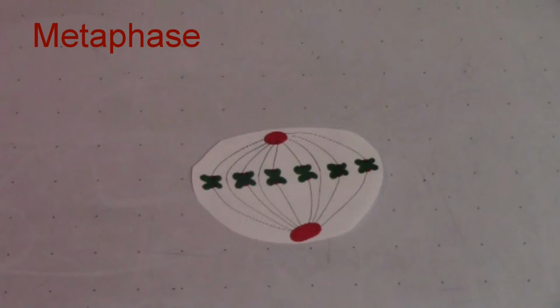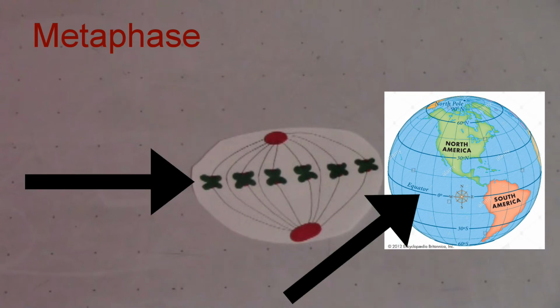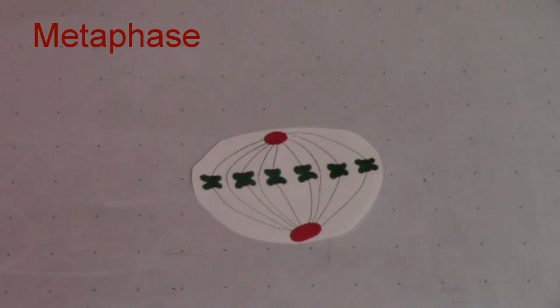So low-key looking like the Earth. You can see the poles, the longitude lines, and even the equator. Anywho, after metaphase, bang! Did you miss that? Anaphase is one of the shortest phases of mitosis.